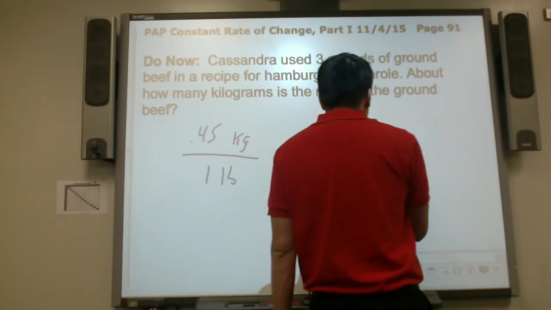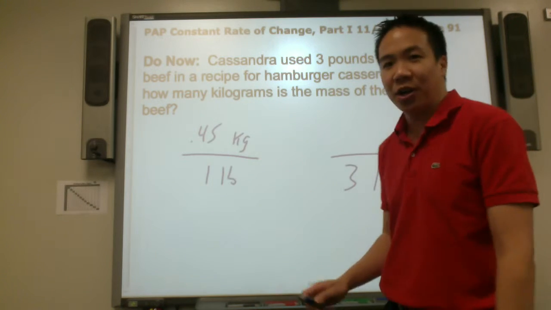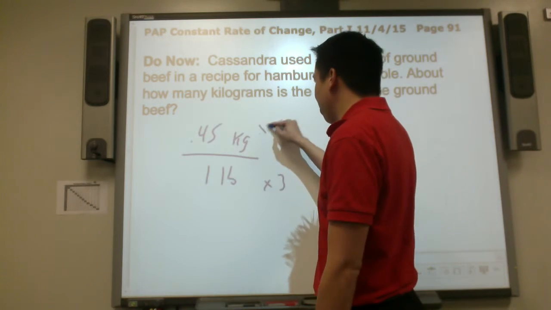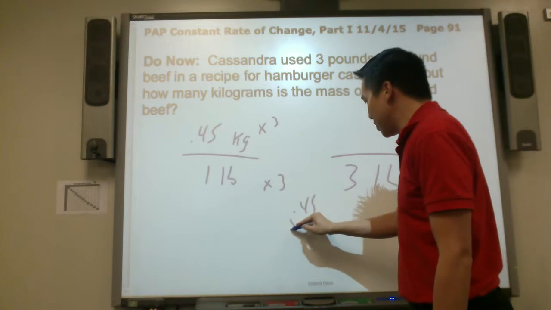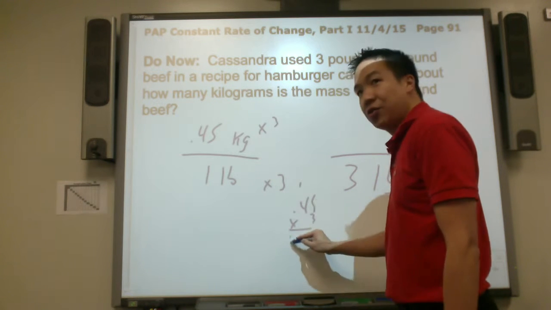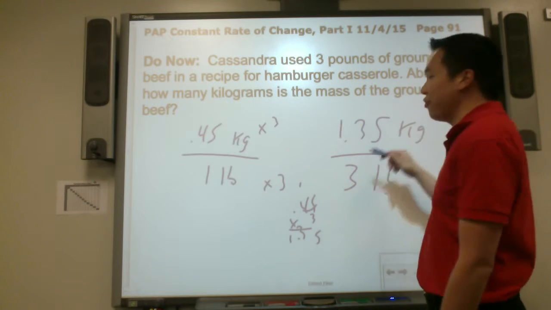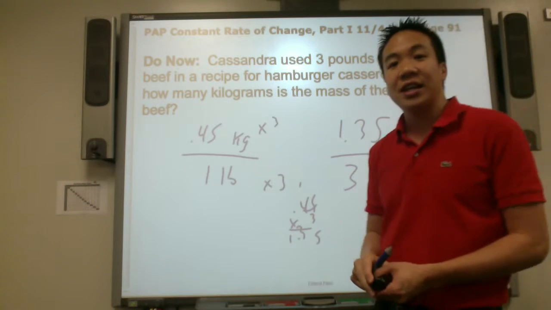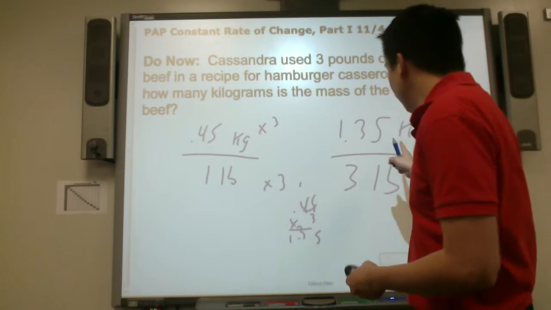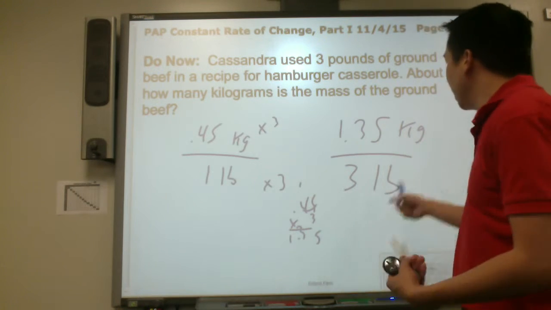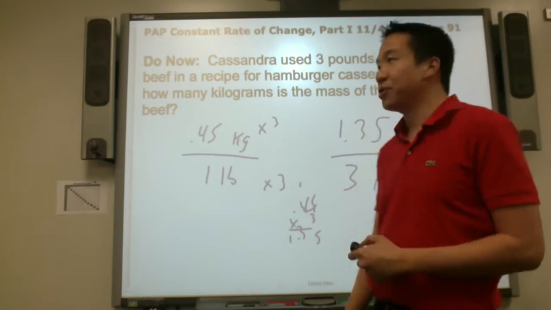But she is going to use 3 pounds to make a hamburger helper. So she multiplies it by 3. So 0.45 times 3: 3 times 5 is 15, carry the 1, that's 13. Jump 2 places. So it's about 1.35, or 1 and 35 hundredths kilograms. 1 and 35 hundredths kilograms is equivalent to 3 pounds.